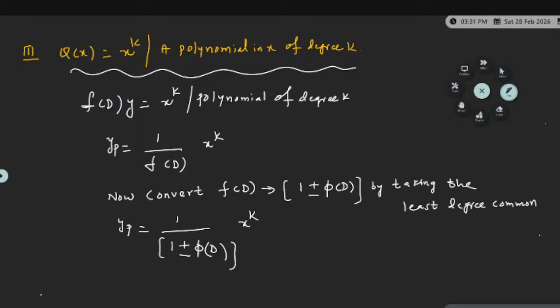I will explain. First of all, you must copy up to this. And we must convert this in the form 1 plus function of D, 1 minus function of D, by taking the least degree common. This is the first step. Note that.